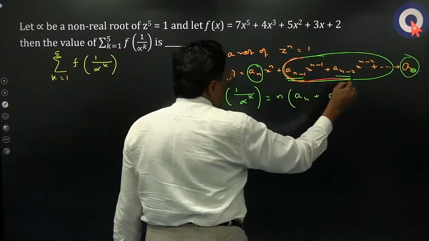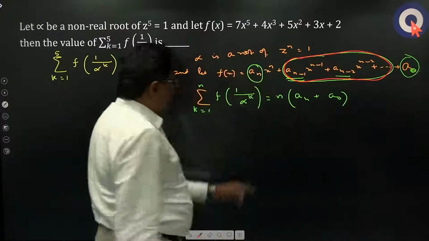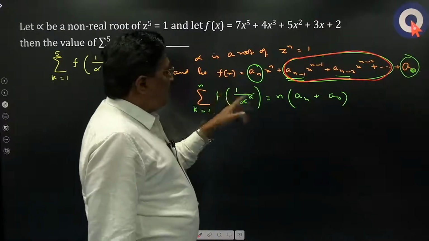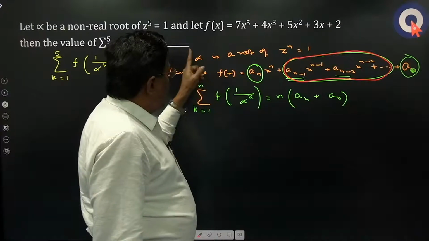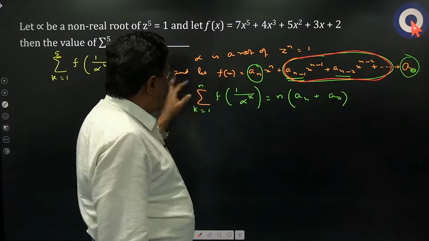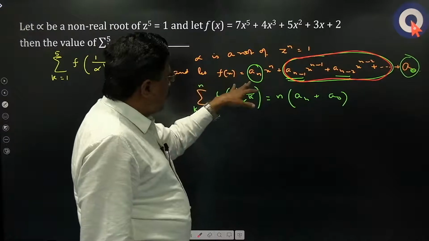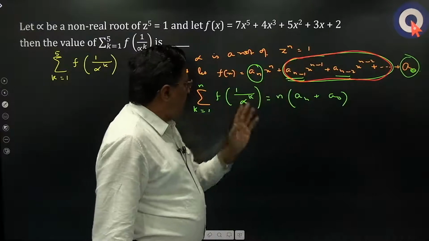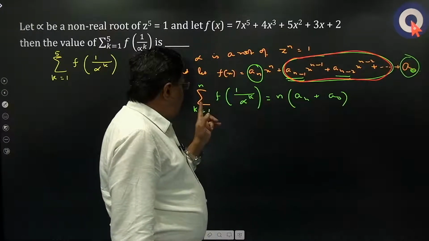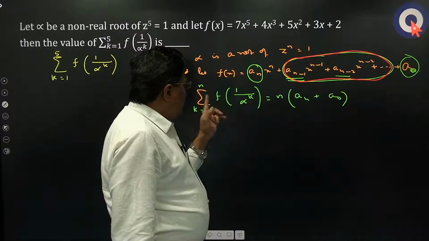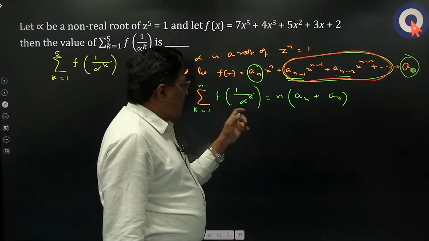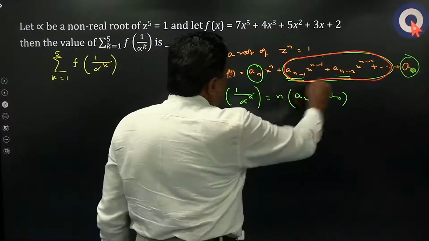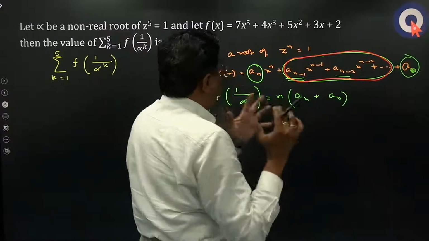I encourage students to prove this result. So once again I am telling you, if you have already proved it, fine, just go through it once again. Otherwise, I encourage you to prove it once. Alpha is the root of z power n is equal to 1, and let f(x) is equal to the polynomial a n x power n plus a n minus 1 x power n minus 1 plus so on up to a naught. Then the summation sigma k is equal to 1 to n, f of 1 by alpha power k is equal to n into a n plus a naught. So it doesn't matter what these terms are. So the result is interesting that way.